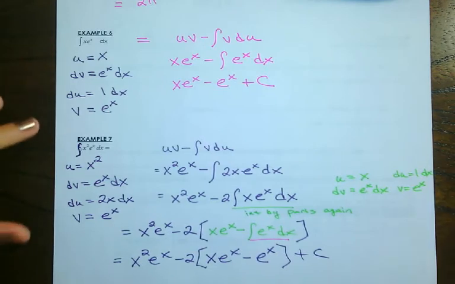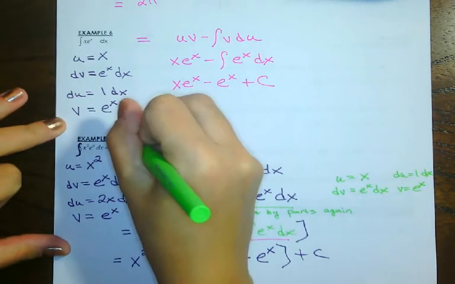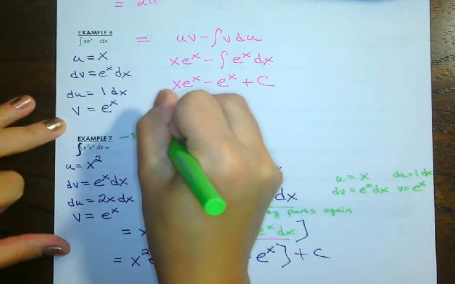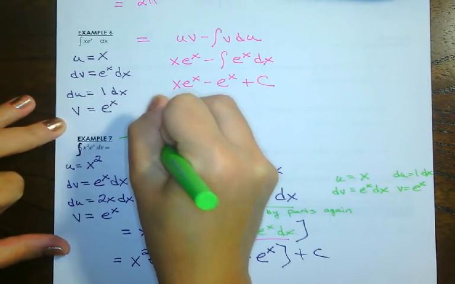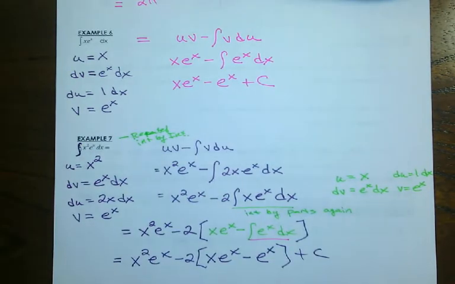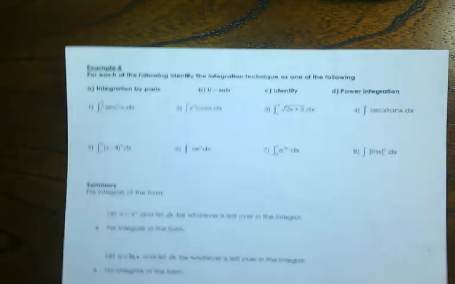You might want to make yourself a note. This is an example of repeated, that's what they call it, repeated integration by parts. That way you know you have an example in case you need that for later. So that one's going to be repeated integration by parts. Awesome. So we are moving right along.